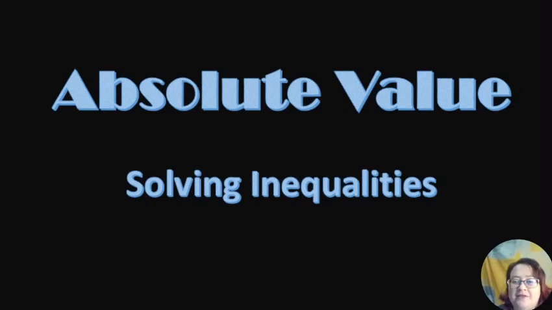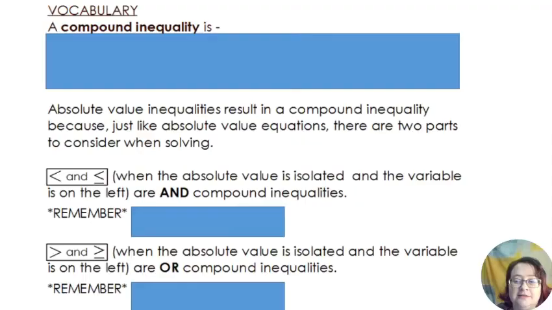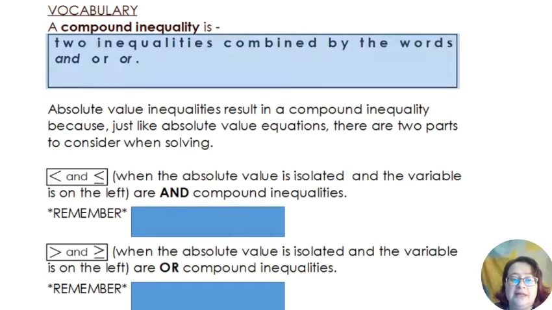Let's talk about solving absolute value inequalities. First, we need to know that a compound inequality is two inequalities combined by the words and or. Absolute value inequalities result in a compound inequality because, just like absolute value equations, there are two parts we have to consider when we solve it.